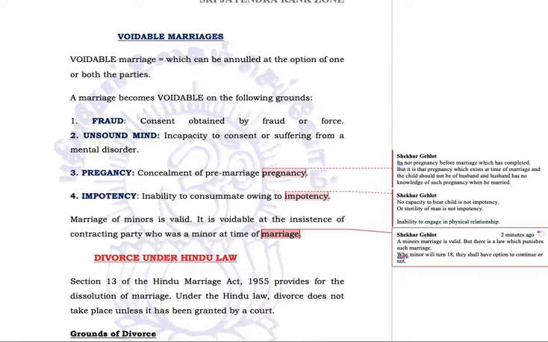When these minors who are married become adults, they will have an option whether they want to continue in such marriage or not. Otherwise the marriage is going to be a valid marriage.